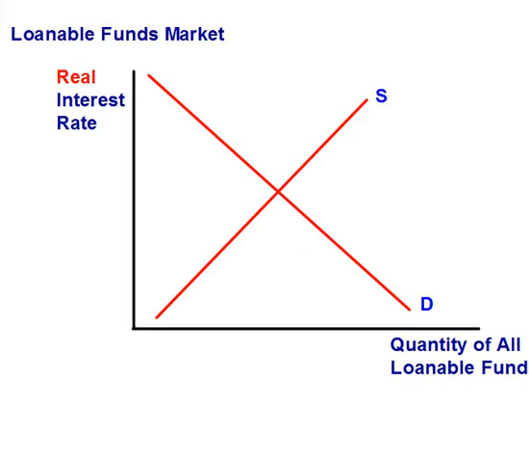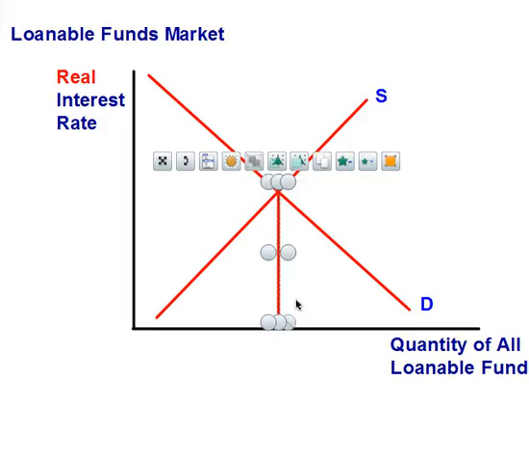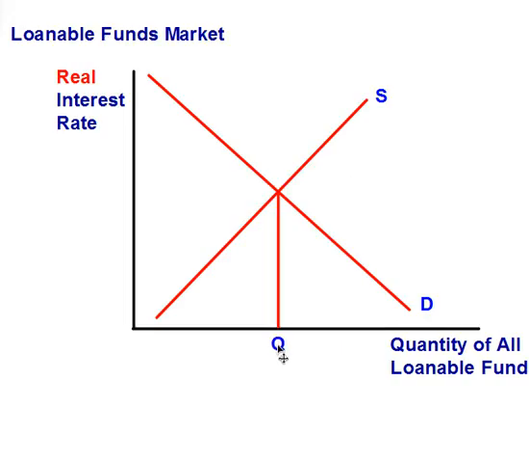in any graph we need to label that equilibrium, bringing over a vertical line to the axes, labeling that Q for the equilibrium quantity, and then our horizontal line here. And that's going to represent our equilibrium interest rate. That little subscript is for real.